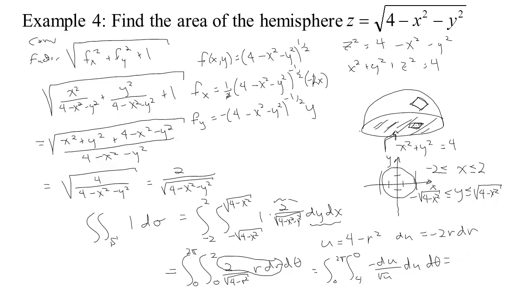Finally, this is u to the negative 1/2, so we can find an antiderivative here, which would be 2u to the 1/2 with a negative sign there. And we evaluate that antiderivative between 4 and 0. So we have the integral from 0 to 2 pi of, when we plug in 0, we get 0. When we plug in 4, the square root of 4 is 2, so we get negative 4, but we're subtracting it, so we get 4 d theta. And this is just 4 times the integral from 0 to 2 pi of d theta, which is just 2 pi. So we get 8 pi for the answer.